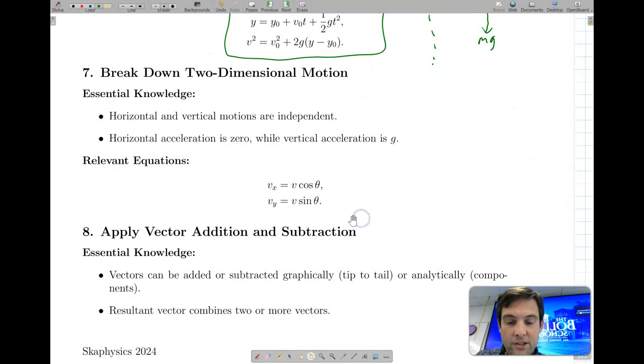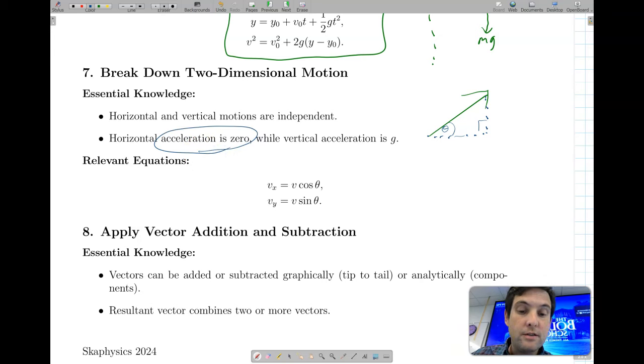Whenever we have a vector acting at some angle, we need to resolve the vector into its components to make a 90-degree right triangle. Our horizontal component has to act independently of our vertical component. If we have 0 drag force or air resistance, then we'll have 0 horizontal acceleration. Meanwhile, the vertical acceleration will be g unless we're way out into space.